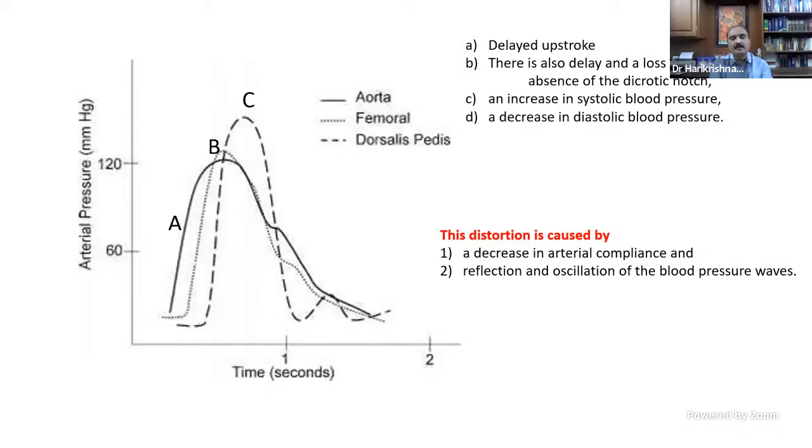So these are the three pressure tracings. One is the aorta, second is the femoral artery, and third is the dorsalis pedis. You can see what happens. There is a delayed upstroke, a delay and loss of amplitude, and absence of the dicrotic notch. The systolic pressure increases. A decrease in the diastolic pressure also occurs. This is due to the decrease in arterial compliance and the reflection and oscillation of the blood pressure wave. These are the reasons.